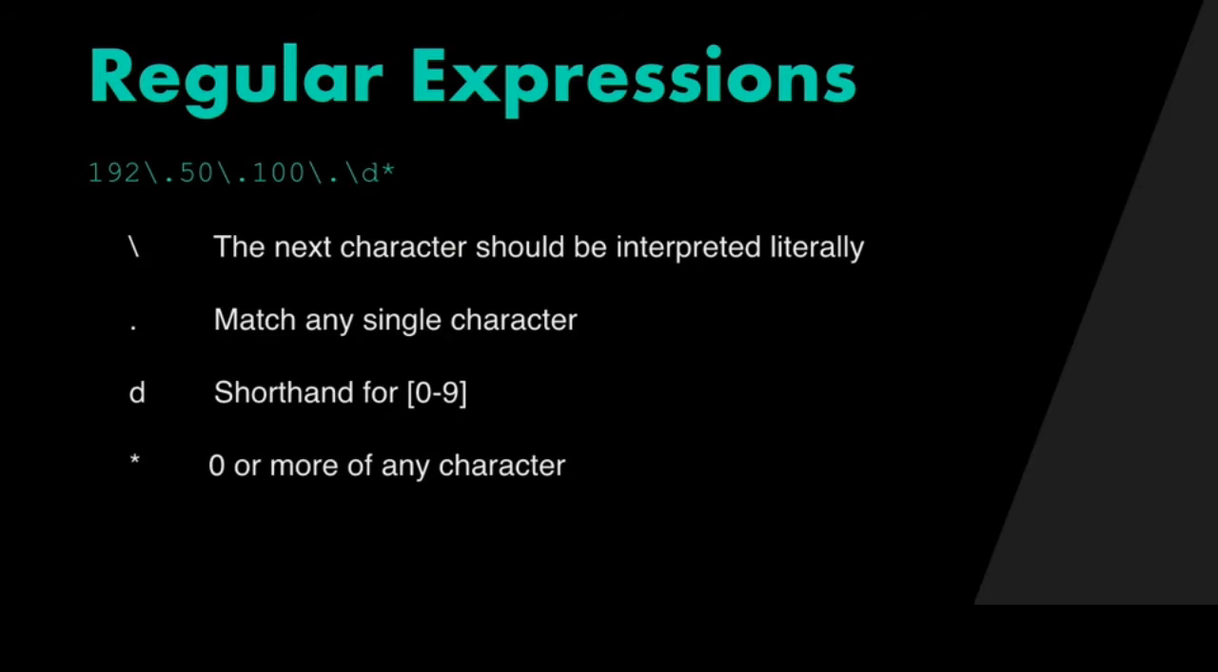You see, the period is actually a regular expression for matching any single character. So if we simply left the dots in the IP address, then the regex would use that to match any other character. So we have to use that preceding slash. Now, at the very end, you'll see the \d, which is shorthand for any number, the list of numbers from 0 to 9, and then the asterisk means 0 or more of any character. And this will essentially allow us to capture that entire range of IPs in one simple format.